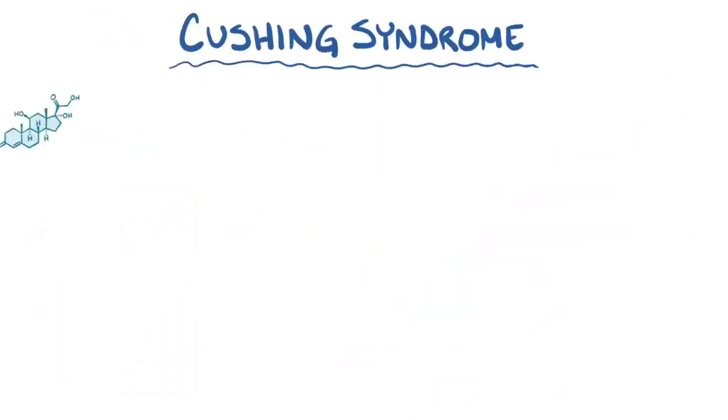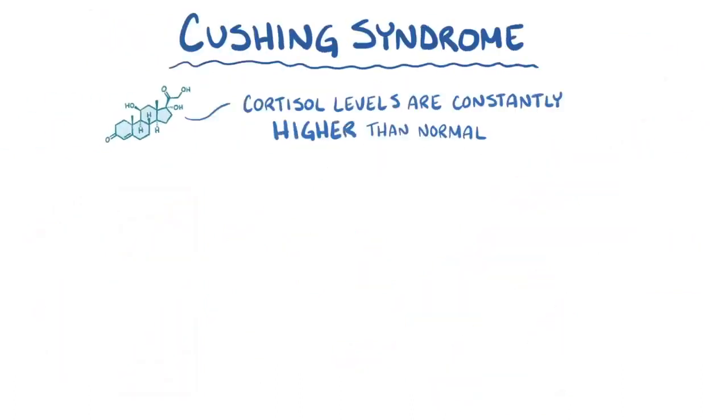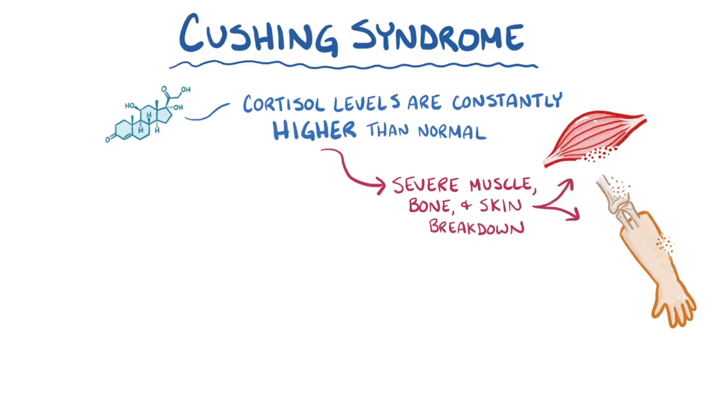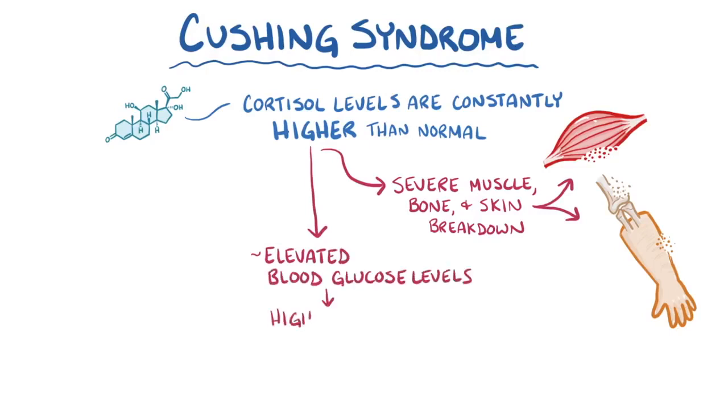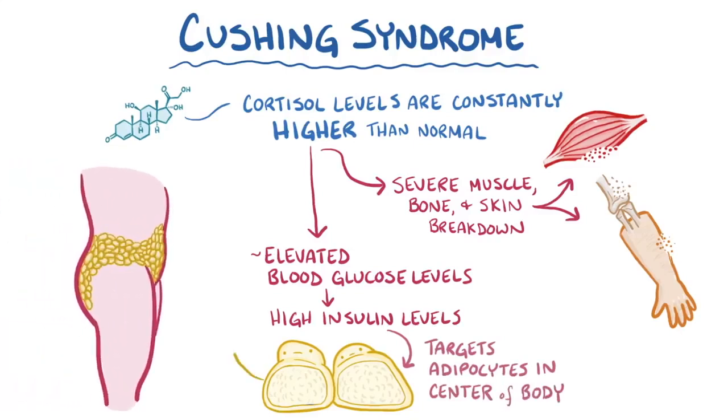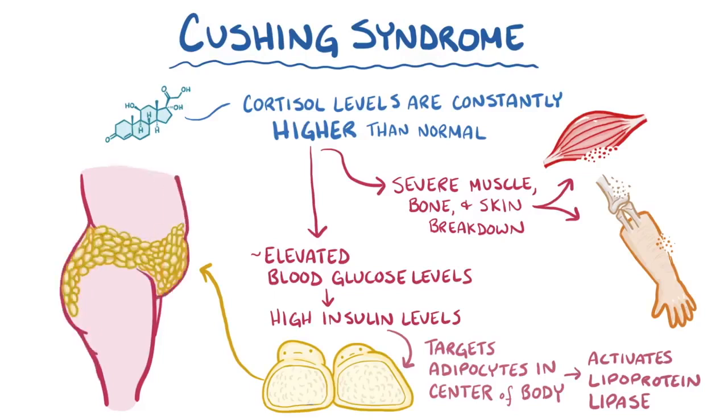In Cushing's syndrome, cortisol levels are constantly higher than normal, so its effects are exaggerated. Excess cortisol leads to severe muscle, bone, and skin breakdown, which are the major protein stores of the body. It also leads to elevated blood glucose levels, and that leads to high insulin levels. Insulin, among its many actions, preferentially targets adipocytes, or fat cells in the center of the body, around the waist and buttocks. In those cells, the insulin activates lipoprotein lipase, which is an enzyme that helps those adipocytes accumulate more fat molecules. The result is central obesity.